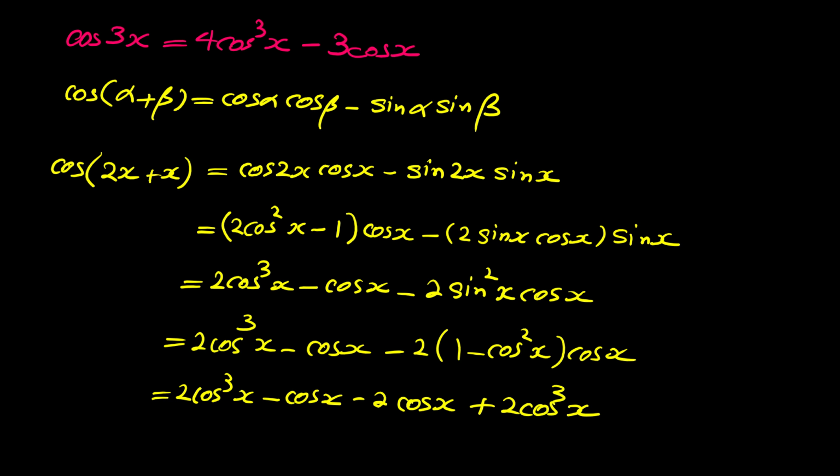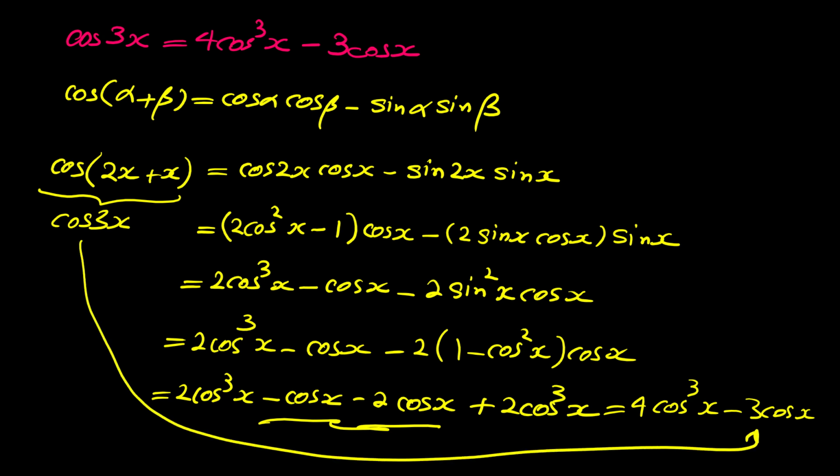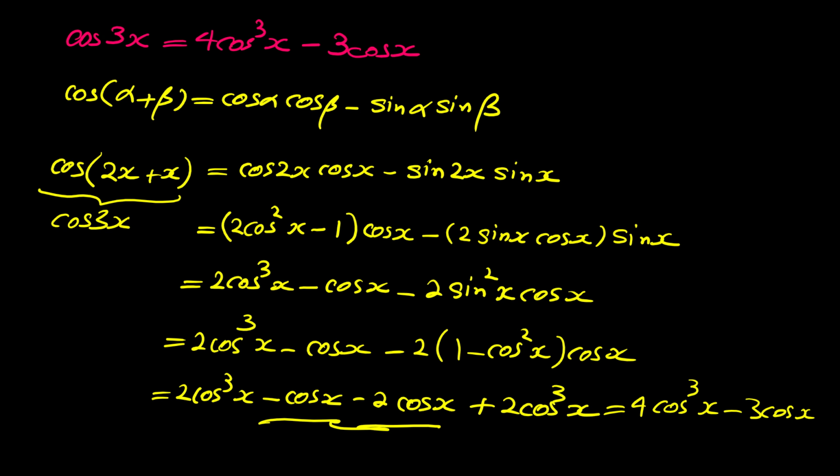We have a 2 cosine cubed and a 2 cosine cubed at the end. In total we have 4 cosine cubed x, minus cosine x minus 2 cosine x, which is minus 3 cosine x. So we have proved that cosine of 3x is equal to this. And this completes our proof for cosine.